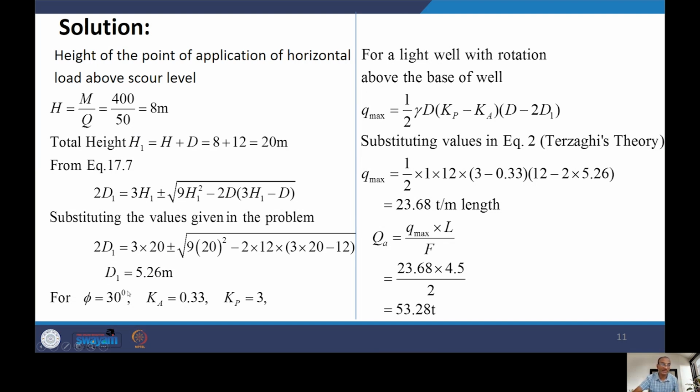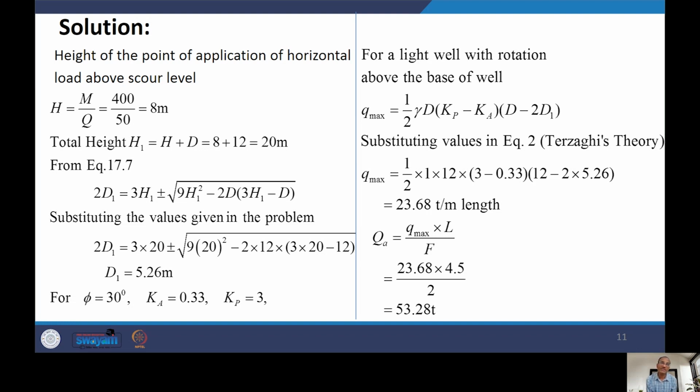Then we can find the value of Q max. For phi equal to 30 degree, the value of active earth pressure coefficient Ka is 1/3, while the opposite, that is 3, is for passive resistance Kp. Now in this case, for a light valve with rotation above the base of the valve, the value of Q max can be determined from this relation, where Q max is half gamma D Kp minus Ka into D minus twice d1. So in this case, the maximum value of Q can be calculated from this relation.